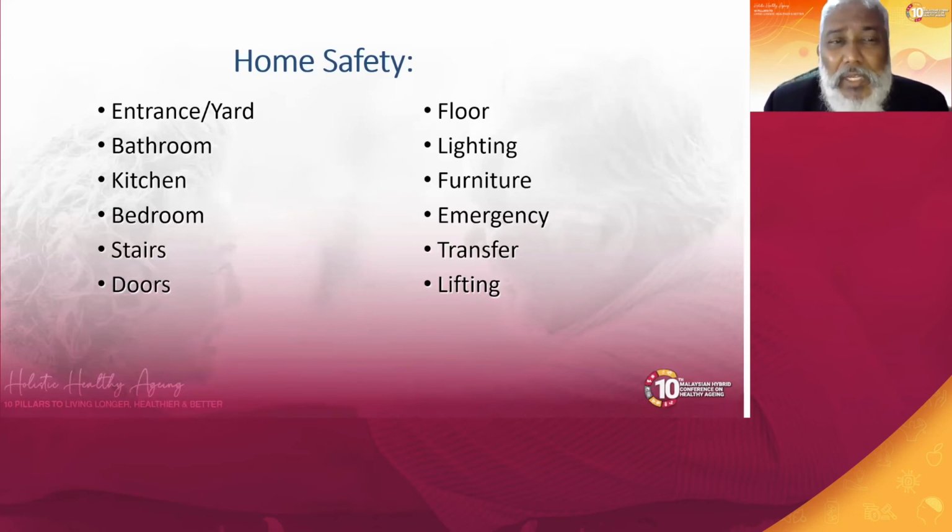So when we talk about home safety, these are the items that we need to look at: the entrance, the yards that might be used by the patient or the elder person, the bathroom, kitchen, bedroom, which are commonly used, the stairs if we are using, the doors, whether they are wide enough, or the type of opening, whether it's opening up or sliding, the type of floor, whether it's slippery or non-slippery, the lightings, whether they are sufficient, the furniture rearrangements, or the height of the furniture for them to sit and get up, what type of emergency system is available for them to call upon their family members, or for medical emergencies, whether they know there is a system available, and also the transfer and lifting in their own environment to move them around.